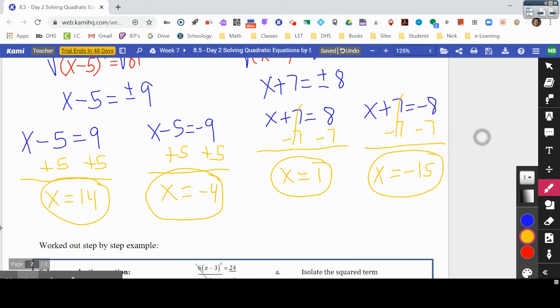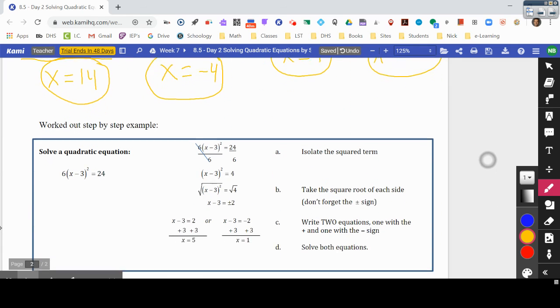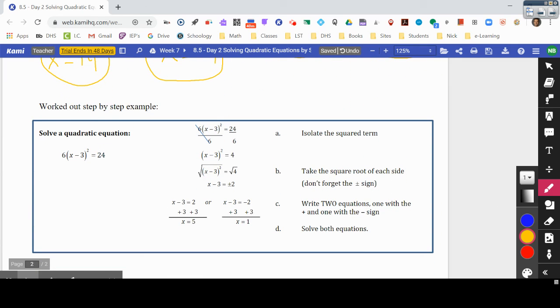And the last thing I want to show you here is a worked out example with all the different steps. So you can see in this example there was a 6 out in front, so we divided both sides by 6 first. That's isolating the square term. And now we take the square root of each side, and don't forget that plus and minus, because that square root gets rid of that square. And now we're going to write out our two equations, one with a positive and one with a negative. And then you just solve both equations.